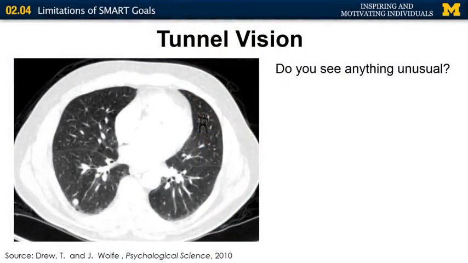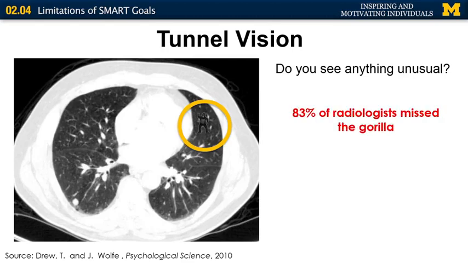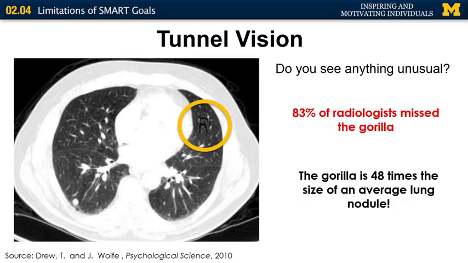Here you're looking at a typical lung scan that radiologists use to detect lung nodules. Do you see anything unusual in this lung scan? Now, if you missed this gorilla in the top right corner, don't be too hard on yourself, because about 83% of radiologists miss that gorilla too. What's even more disturbing is that this gorilla is about 48 times the size of an average lung nodule. But again, you have a very specific goal to look for lung nodules, and sometimes it makes you oblivious to the most obvious, blatant things that are going on around this goal.